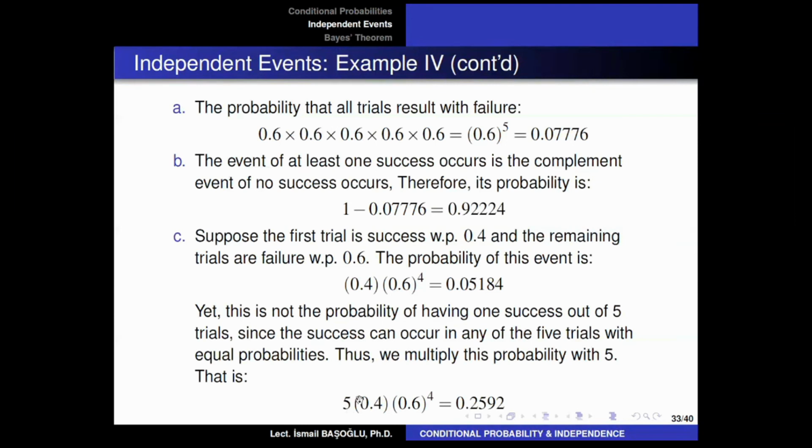5 different ways. Therefore, we need to multiply the above probability, 0.4 times 0.6 to the power 4, with 5, because that single success may happen to occur in any of the 5 trials. There are 5 possible different permutations to have these successes and the failures. Therefore, we multiply this probability by 5, so the probability of having exactly one success is 0.2592.